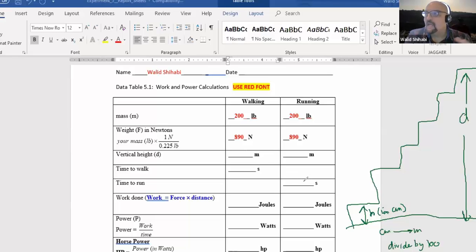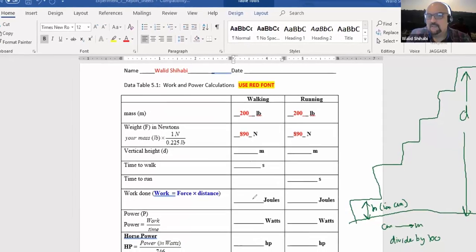Now, if you cannot climb up a flight of stairs at all, you can ask a sibling or a daughter or a son or a spouse to do it for you, and you'll be timing them. This is the data. The data will involve just measuring the height of the stairs and timing yourself. This is where the data ends. This is the data you collect. After that, it's calculations, okay?